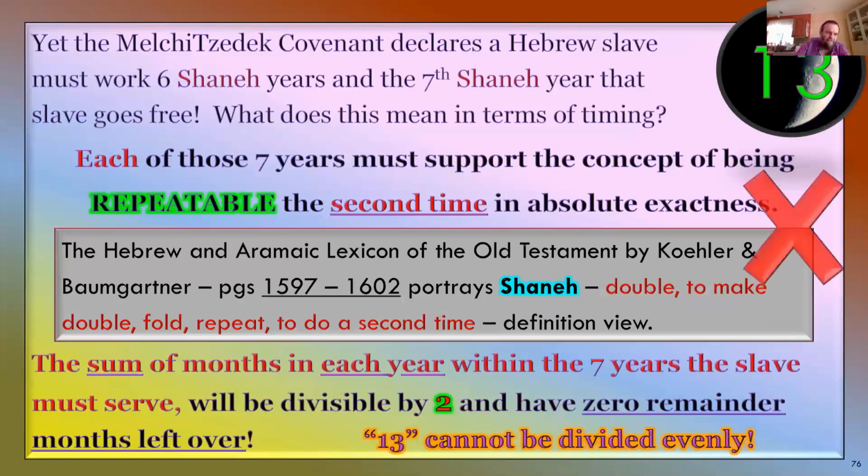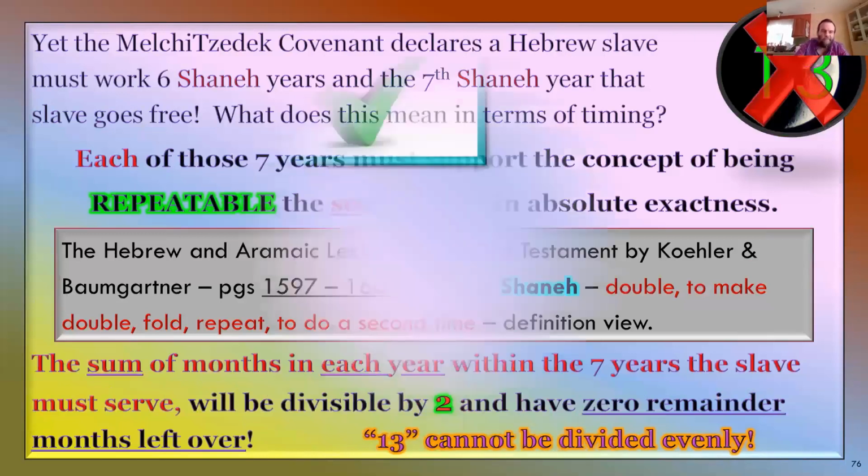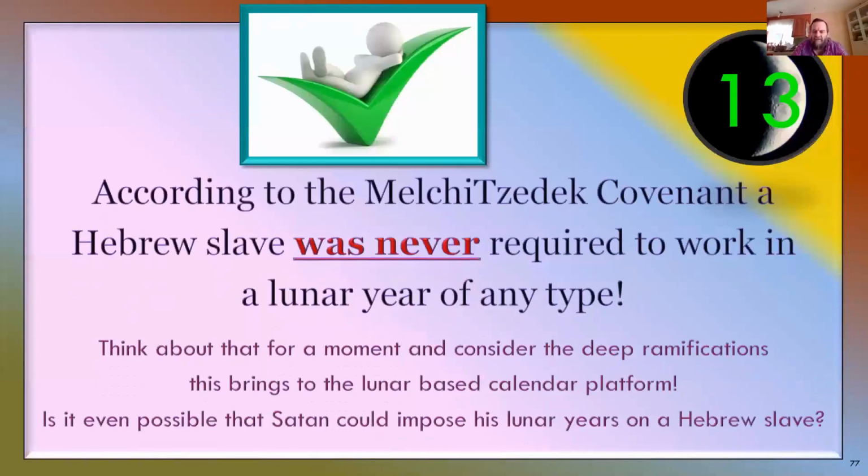I cannot see it. The sum of months in each year within the 7 years the slave must serve will be divisible by 2 and have 0 remainder months left over. 13 cannot be divided evenly. Therefore, 13 cannot have any affiliation whatsoever with the Shaneh year. According to the Melchizedek covenant, a Hebrew slave was never required to work in a lunar year of any type. Think about that for a moment and consider the deep ramifications this brings to the lunar-based calendar platform. Is it even possible that Satan could impose his lunar years on a Hebrew slave?